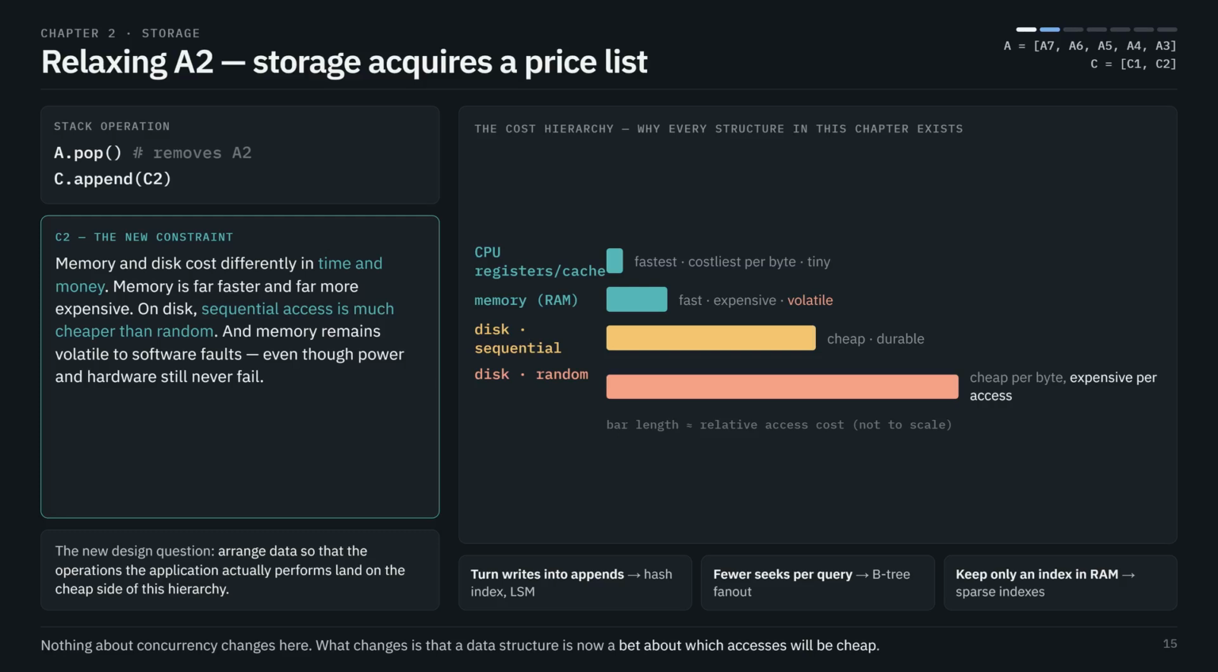Nothing about concurrency changes in this chapter. What changes is that a data structure is no longer a neutral container. A data structure is now a bet about which accesses will be cheap.